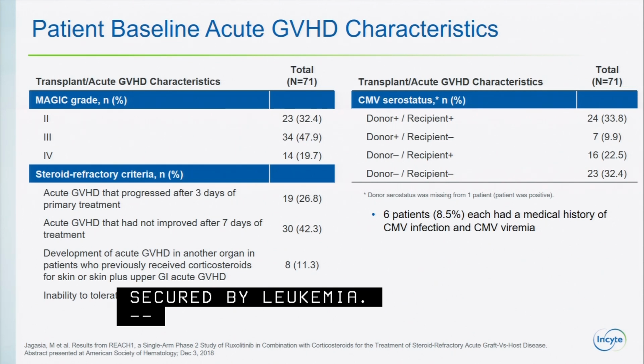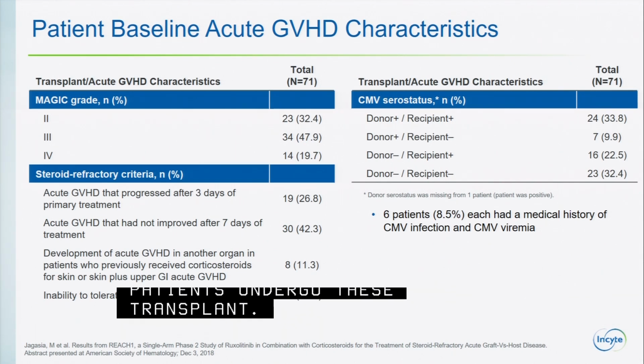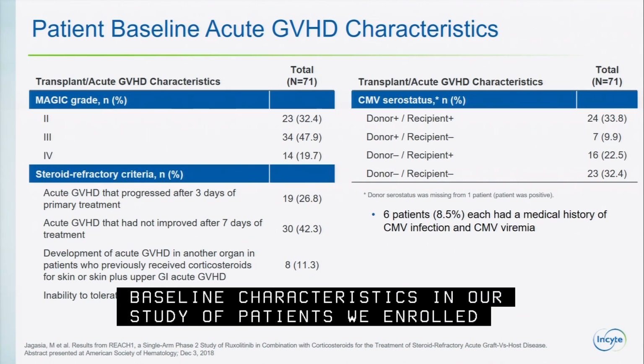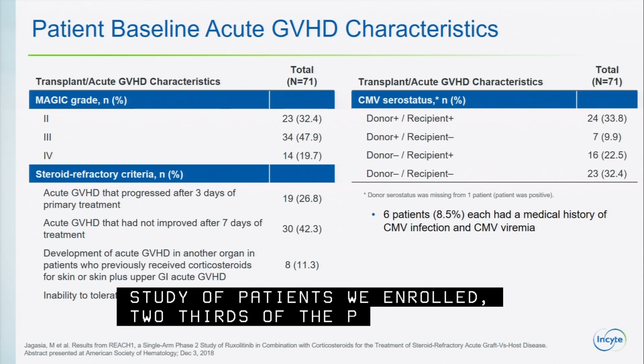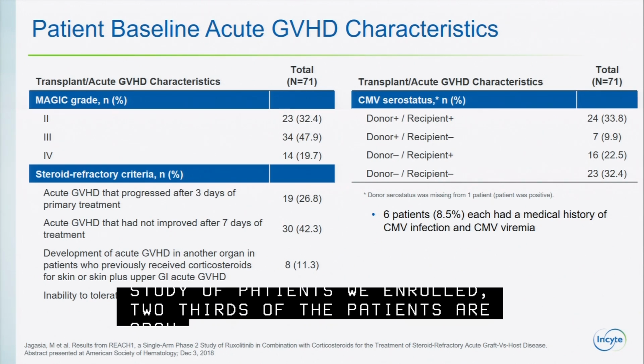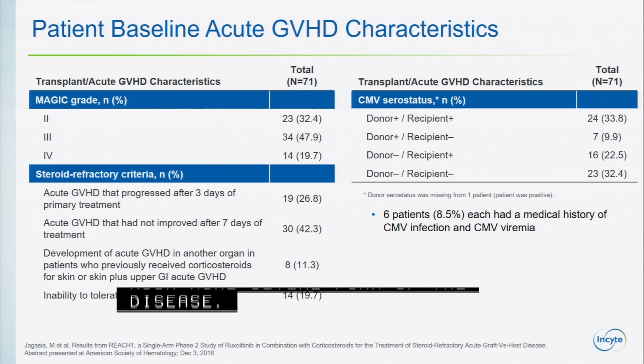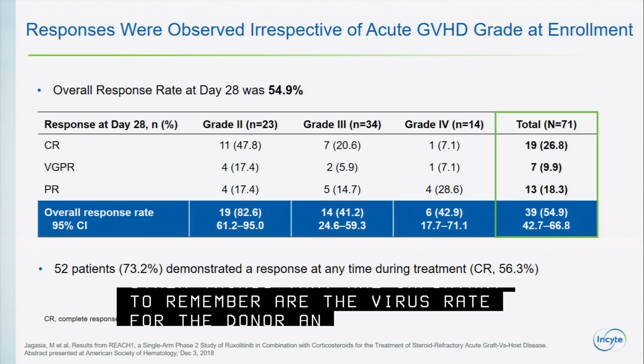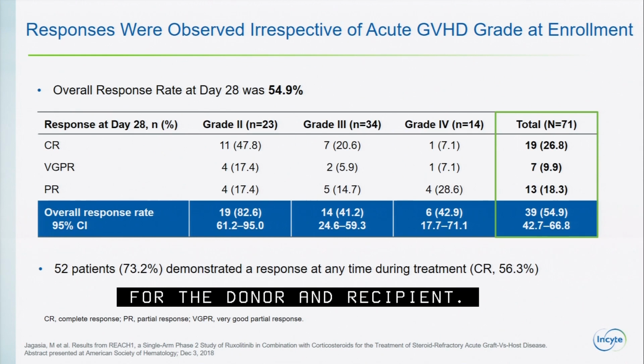Baseline characteristics in our study of 71 patients that we enrolled: two-thirds of the patients are around grade 3 to 4, which is a much more severe form of disease. Other things that are important to remember are the CMV, or cytomegalovirus, rate for both the donor and the recipient, as well as certain steroid refractory criteria that are mentioned here. Looking at the primary endpoint, which was day 28 overall response rate, just to direct your attention to the lower right blue box in the table, that's at 59%. So the study is considered positive.